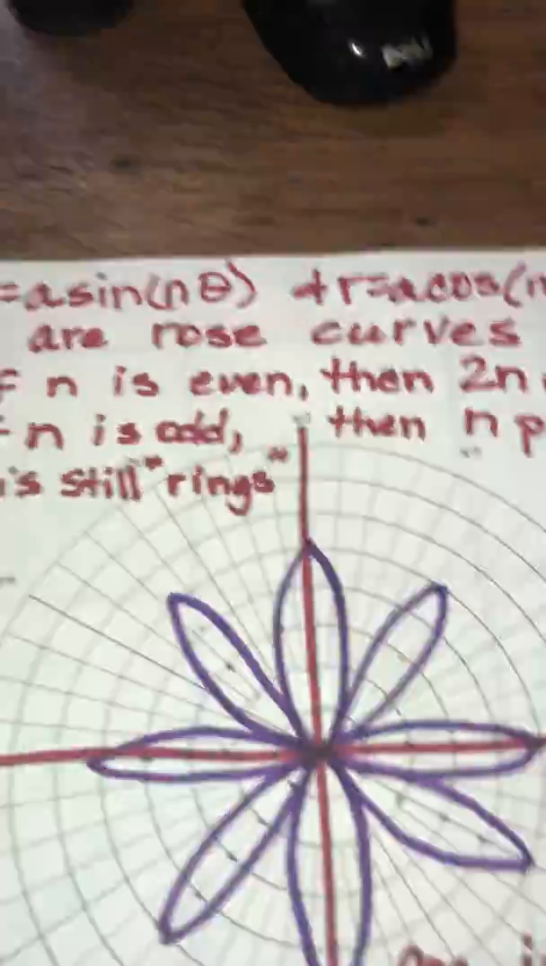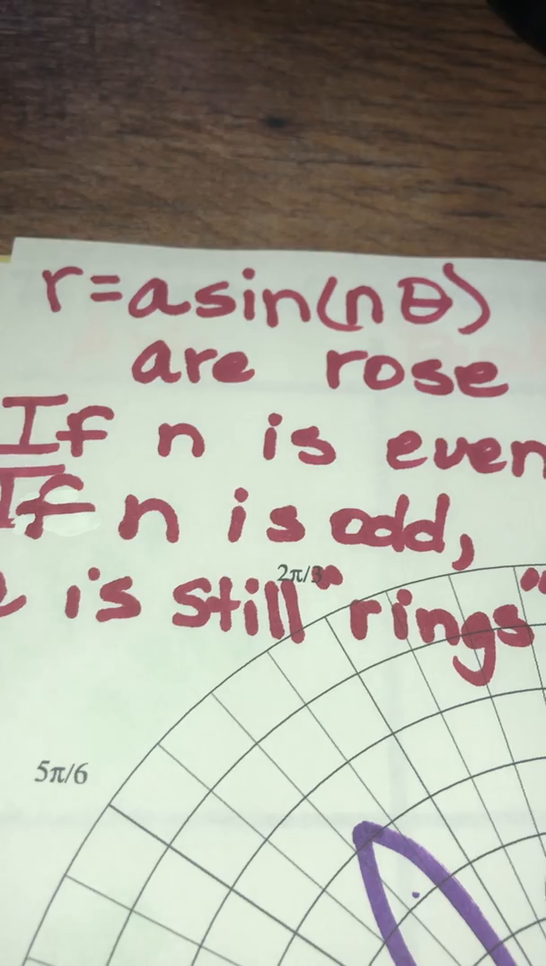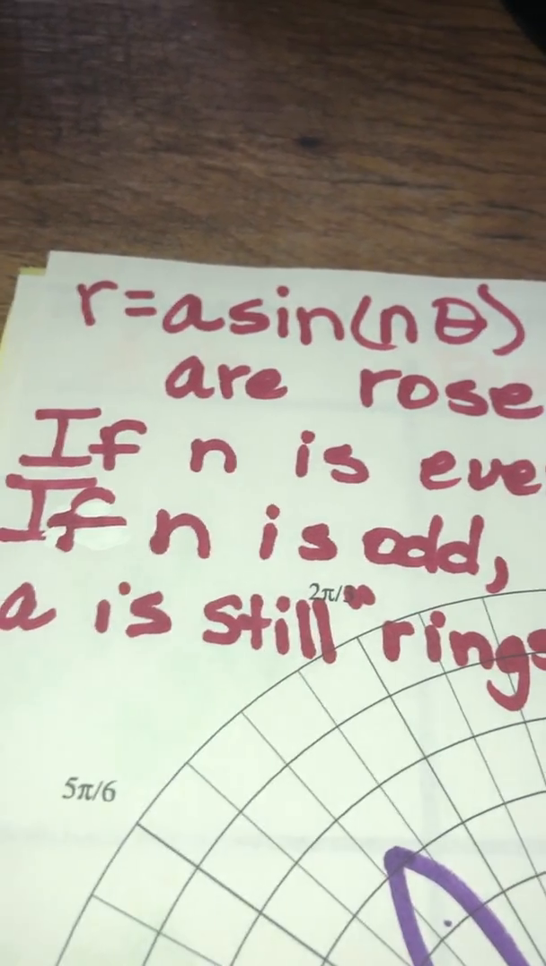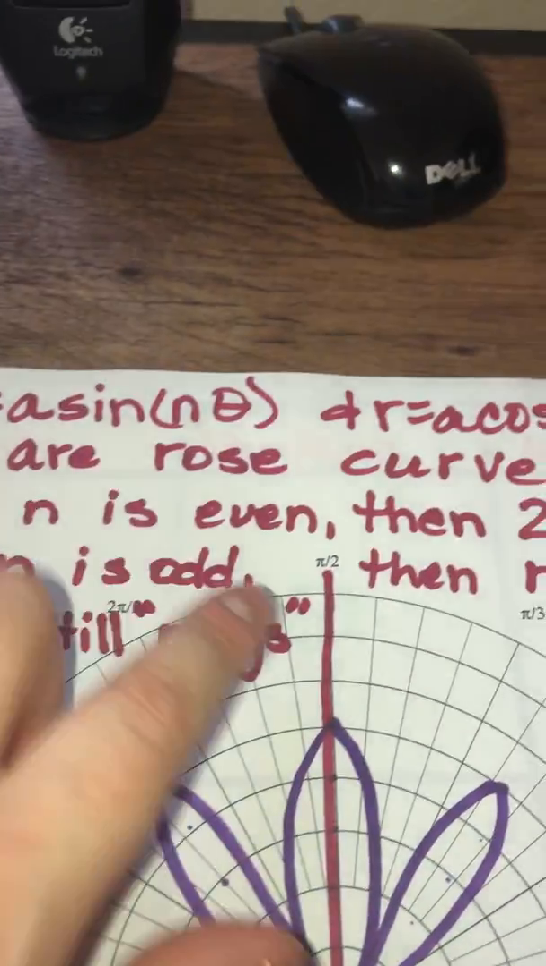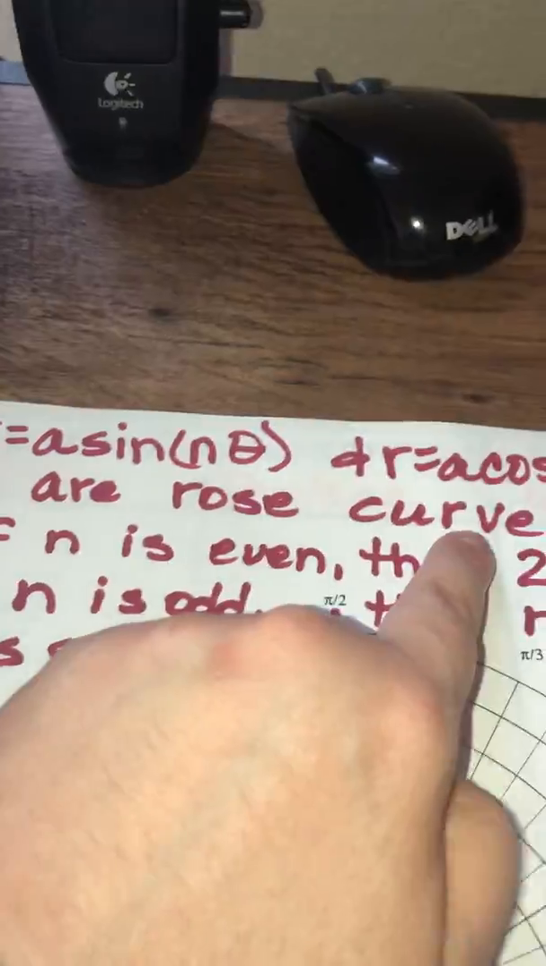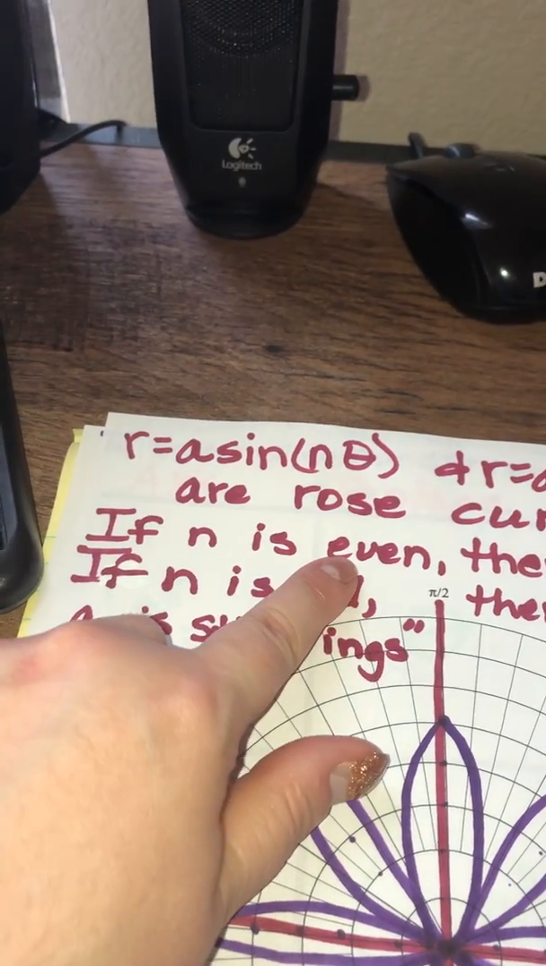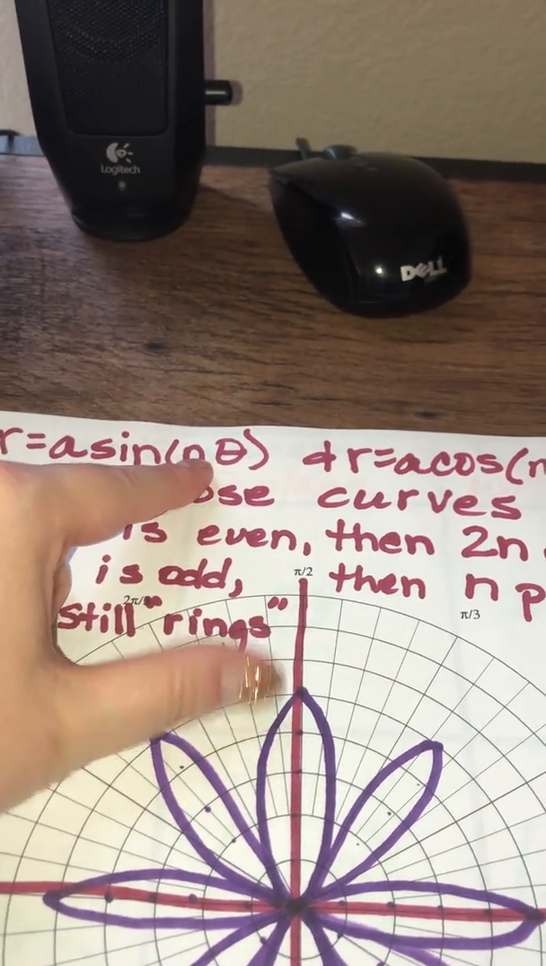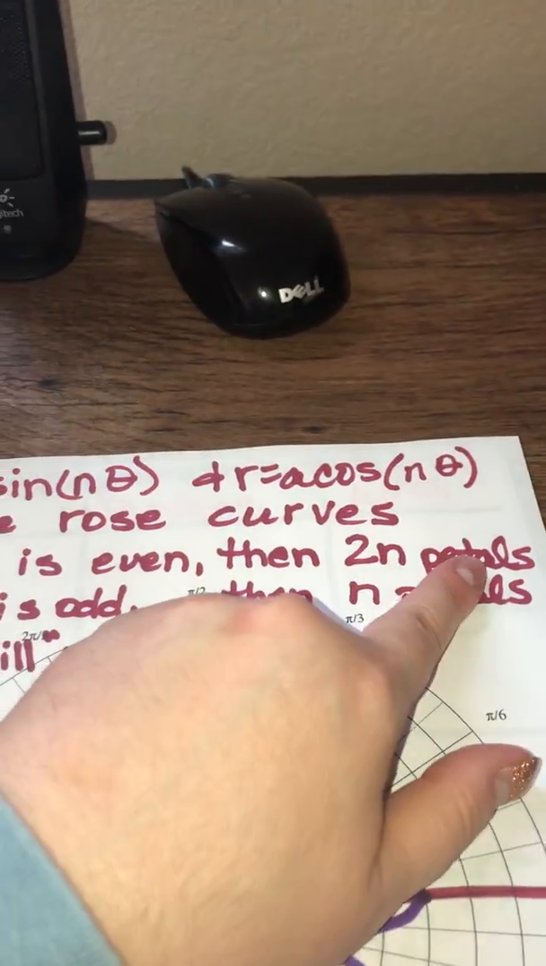Okay, and what we need to know about this is r equals a sine n theta. So there's an extra n in there. And r equals a cosine n theta. They're called rose curves because they look like a flower. And if n is even, so say it was 2n, then you have 2n petals.